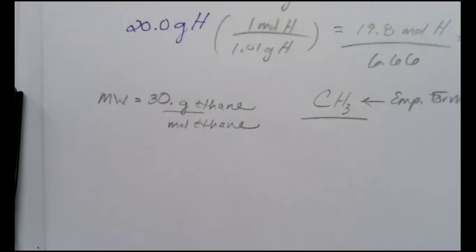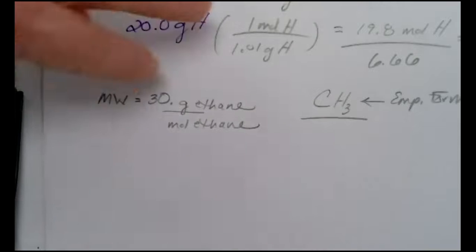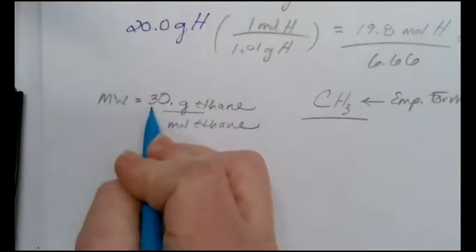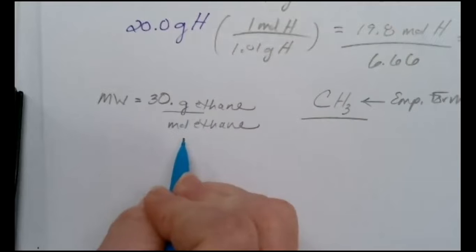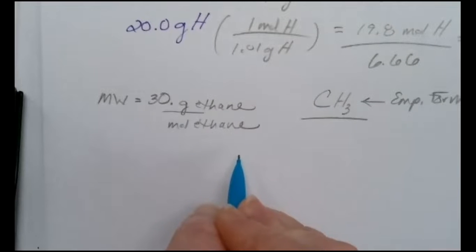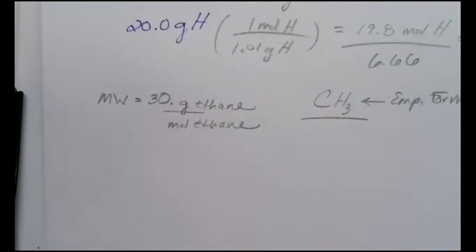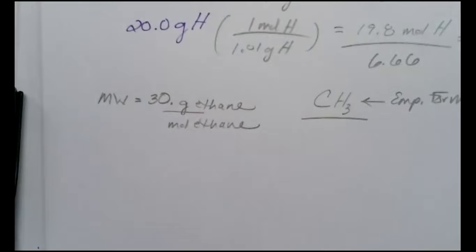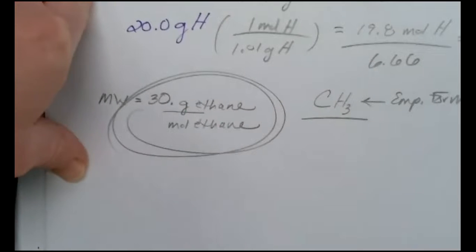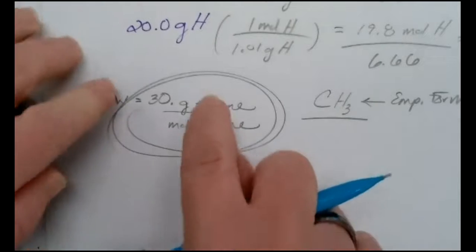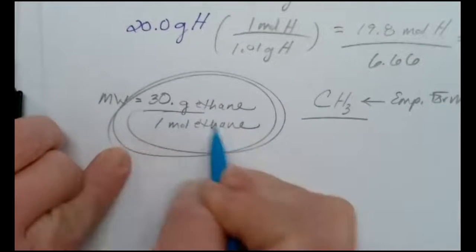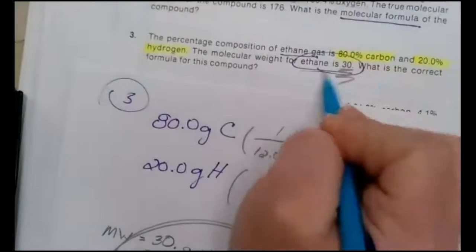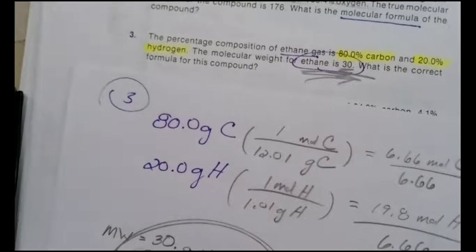Just say formula unit. A formula unit would be 1. So it's 30 grams in Avogadro's number of formula units. Would that be okay? All right, we're good for now. What can this help us with? This is the mass of 1 mole of what the real thing is.